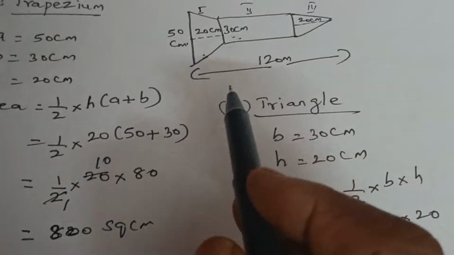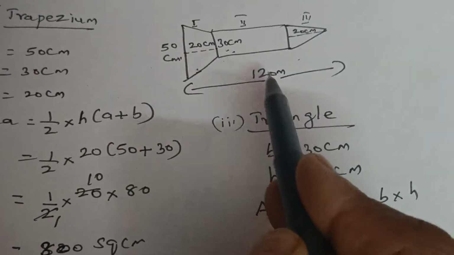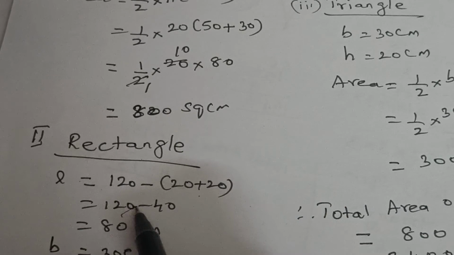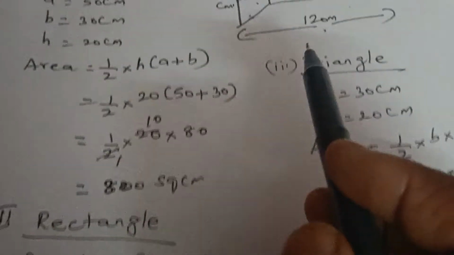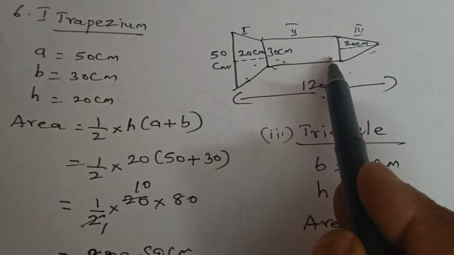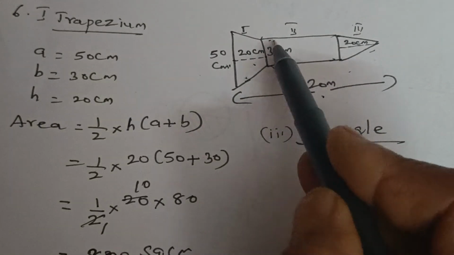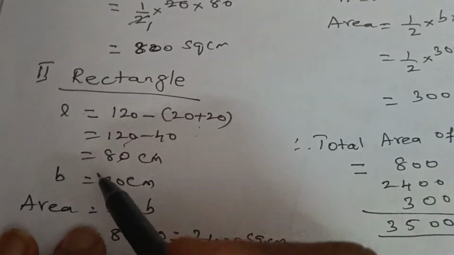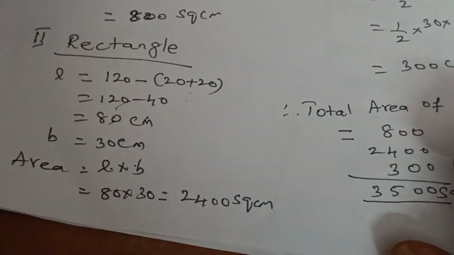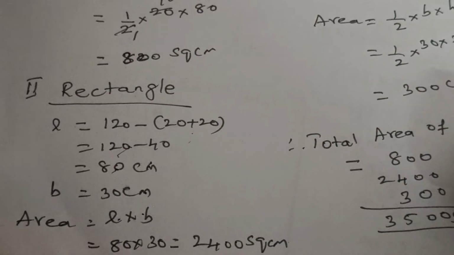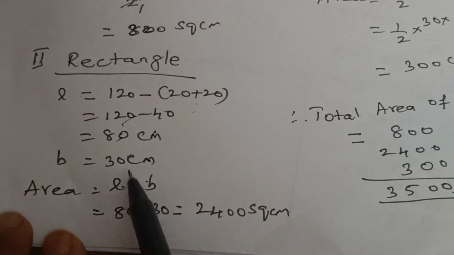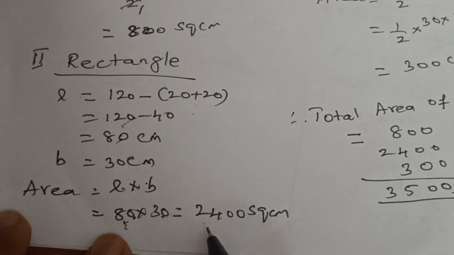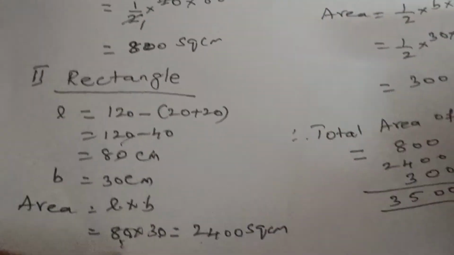Now we'll go to the second one, which is a rectangle. The length of the rectangle is 120 minus (20 plus 20). That is 120 minus 40, which is 80 centimeter. This is the length of the rectangle, from here to here. And the breadth is 30 centimeters. So what is the area of the rectangle? Length into breadth, that is 80 into 30. How to multiply? 8 3s are 24 and put 0, 0. So 2400.